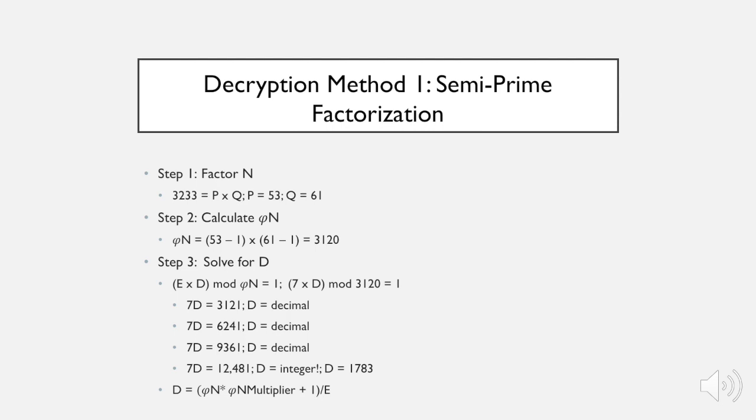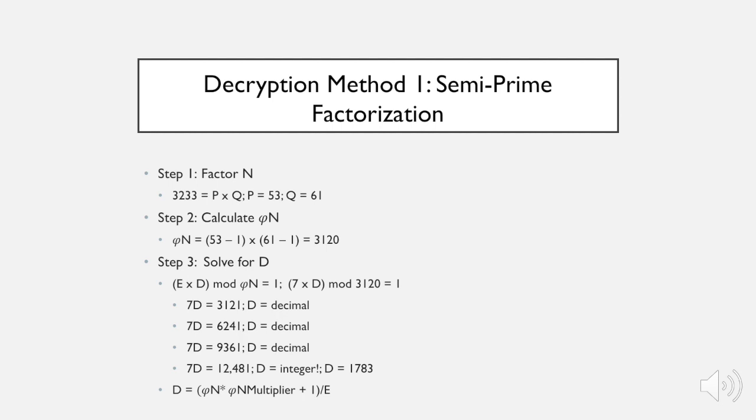After the message interceptor has attained the value of phi n, he can plug this value, along with the public key value of e, which in our example is 7, into the equation e times d mod phi n is equal to 1, and solve for d. So how do you solve for d when the equation involves the operation modulus? The message interceptor knows that e times d must equal 1 more than phi n in order to achieve a modular relationship with 1 as a remainder.